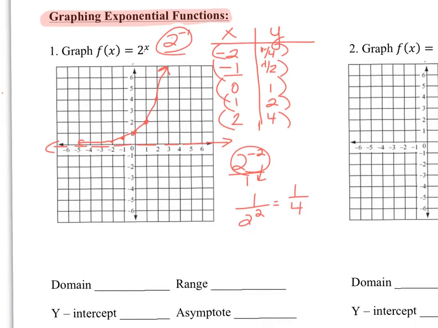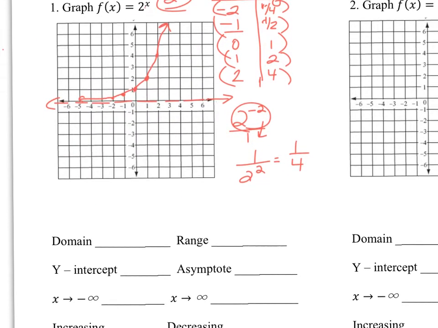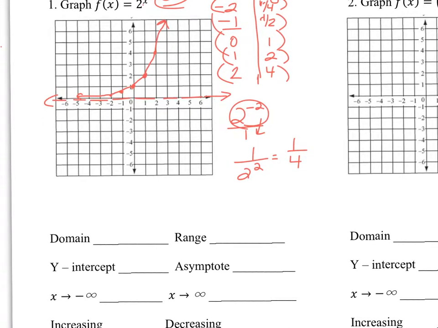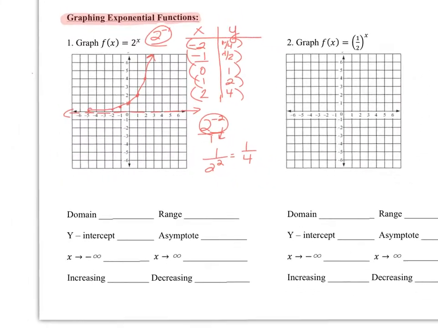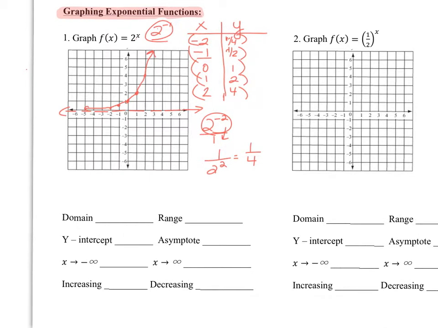So if I come down here to fill in this information, let me zoom out a little bit so we can see it all. All right. So my domain, what would my domain be? Well, it's all real numbers. It's going from -infinity to +infinity. How about my range? The lowest value it's ever going to get is 0, but it's never going to reach 0, which is why it's a parenthesis. And the highest it's going to get is infinity.